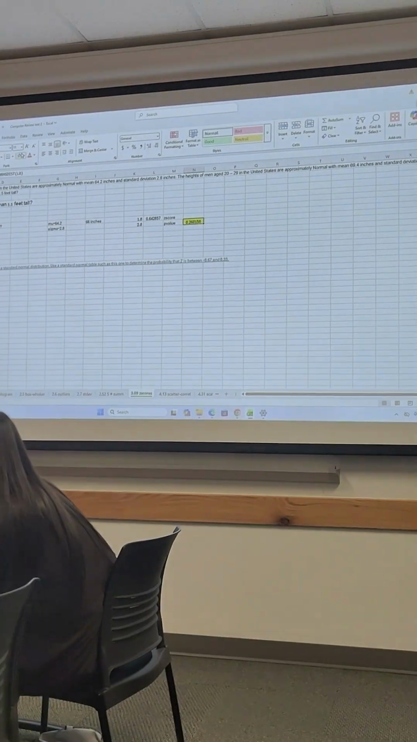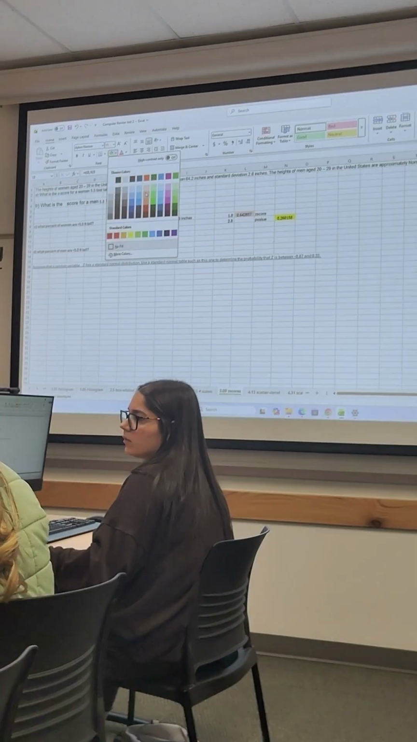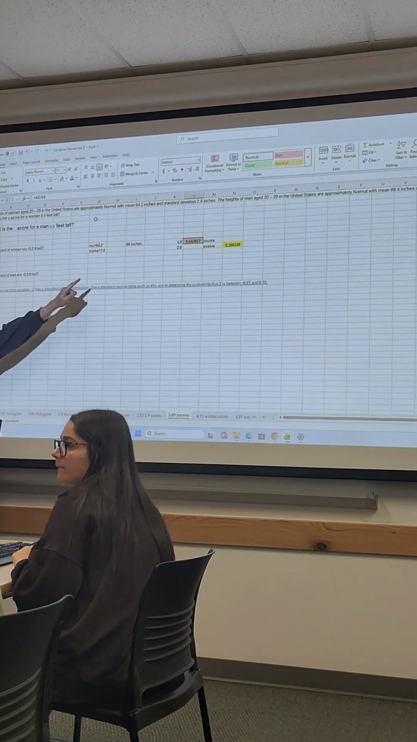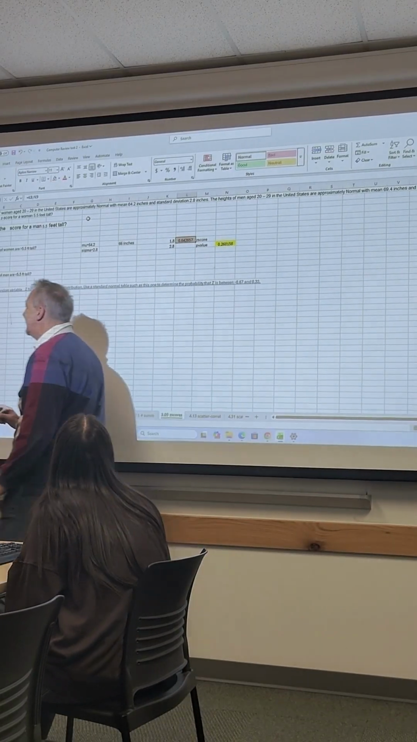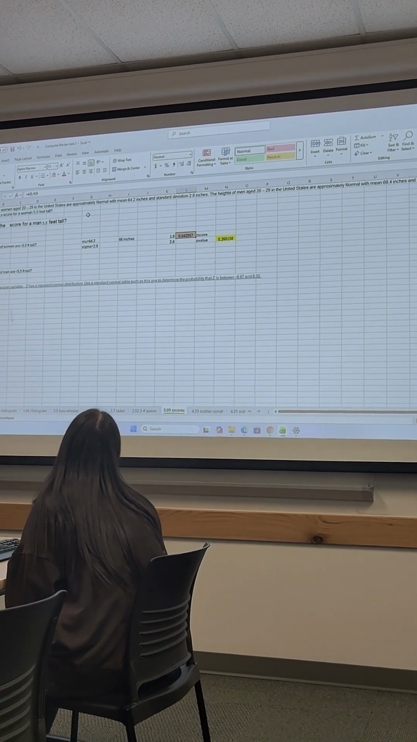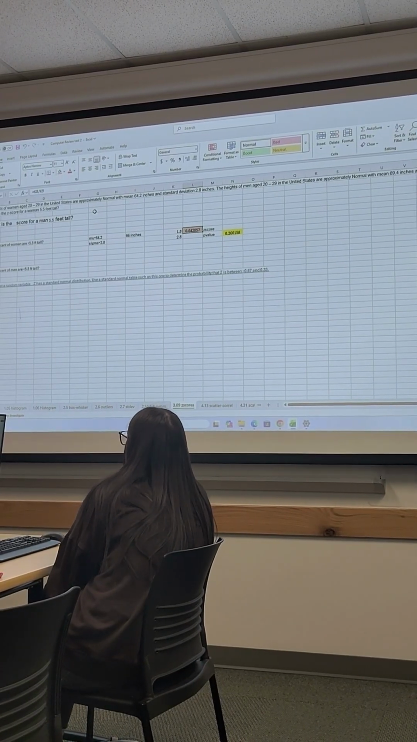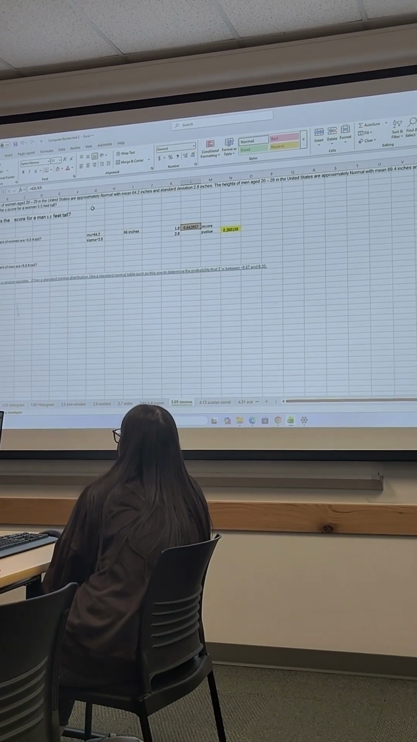Okay, here's the tricky part. I'm going to put this in red or orange. A lot of you are going to look at that and you're going to say, oh, that's 64%. But it's not. We converted 64 to 0.64, and that's 0.64 standard deviations away.